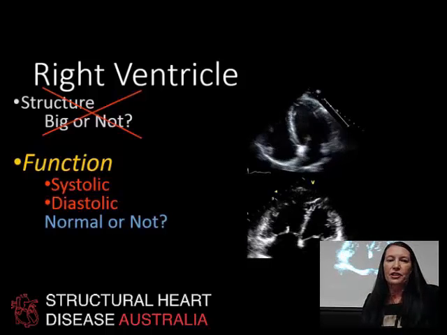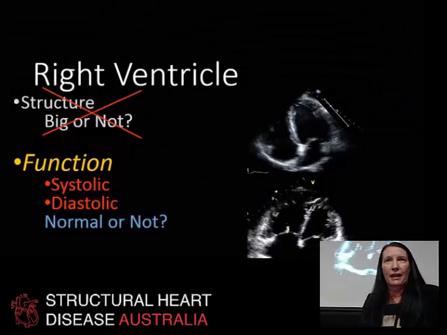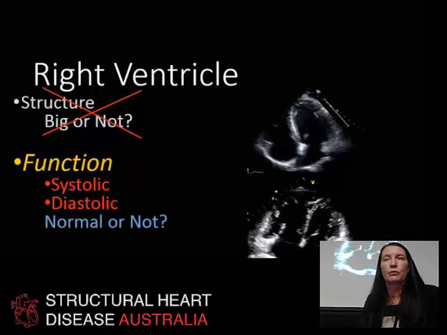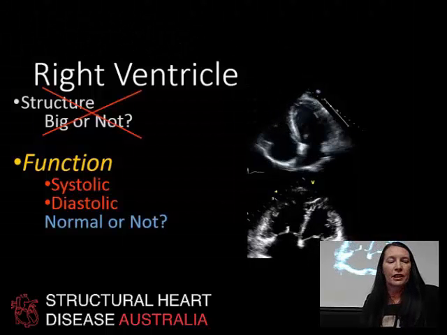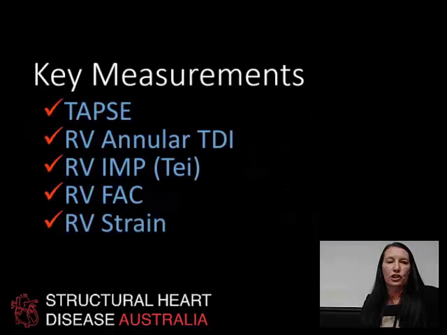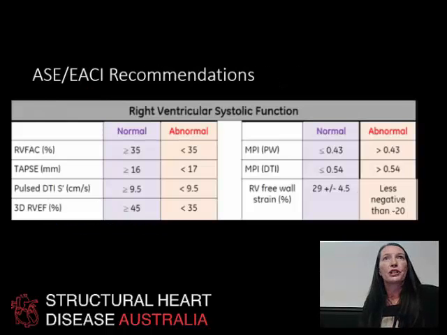So we've dealt with the structure, big or not, doesn't matter. What about the function? This is what matters. This is what actually determines prognosis. So let's first of all deal with systolic function. There are 5 key measurements that we can take, and they are listed here. For each of these, there are normal ranges published in the guidelines.